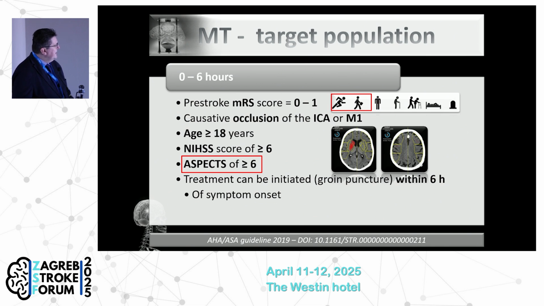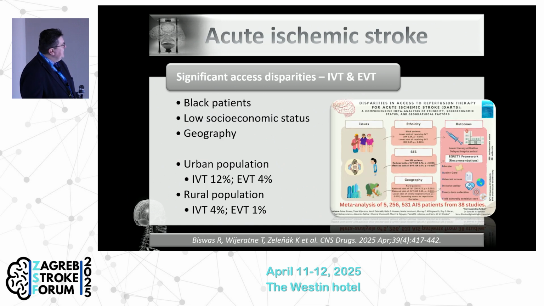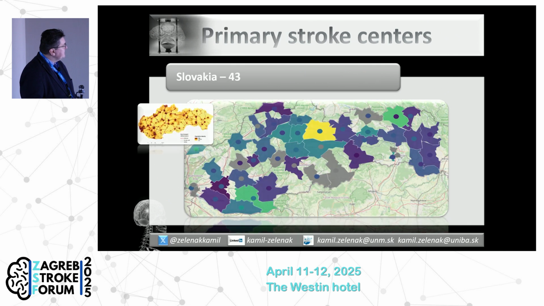And of course, at the beginning it was ASPECTS score more than or equal to 6, like in other parts of the world. But even with big improvement in every step of the management of acute ischemic stroke, if you see the literature, worldwide there is very limited access of patients to endovascular treatment as well as to intravenous thrombolysis.